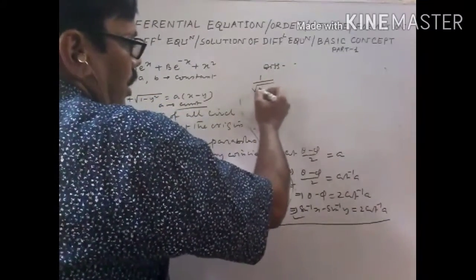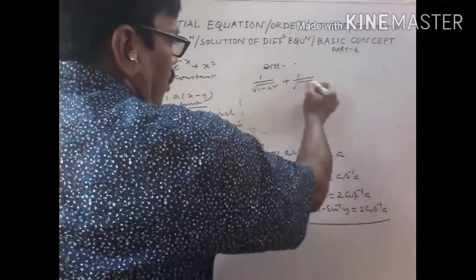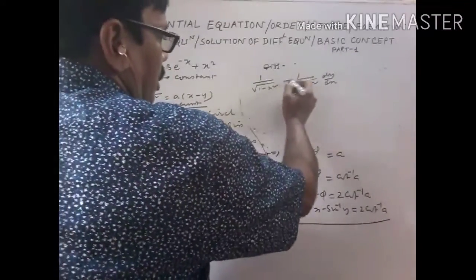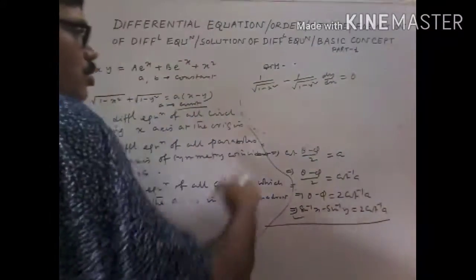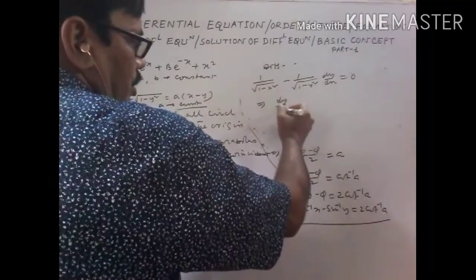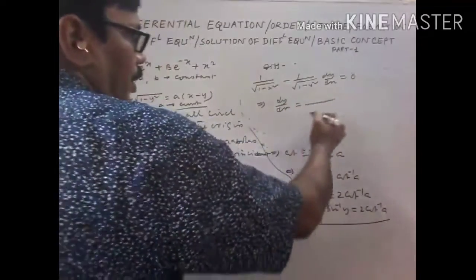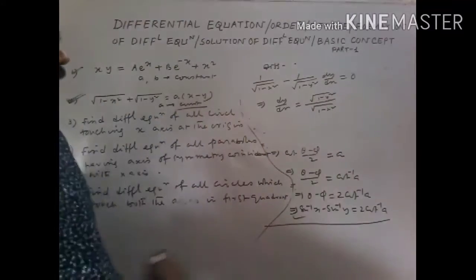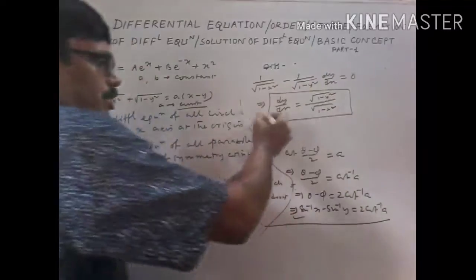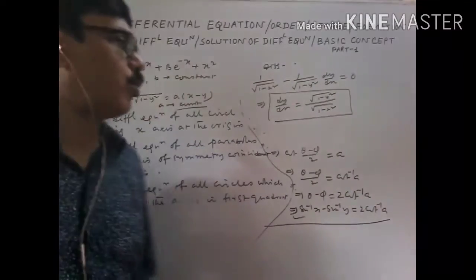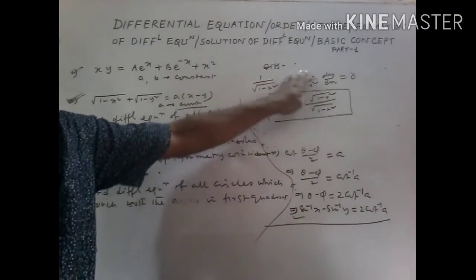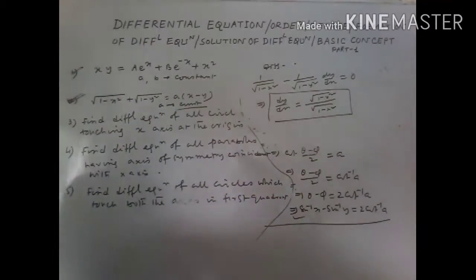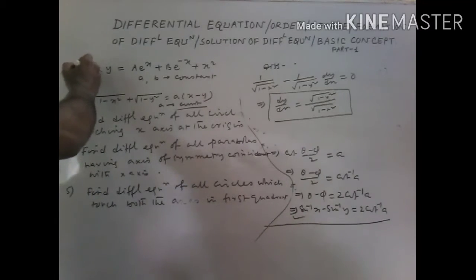So 1 by root under 1 minus x square minus 1 by root under 1 minus y square into dy dx equals 0, because a is constant. So what is dy dx? Dy dx equals root under (1 minus y square) by (1 minus x square). So this is the required differential equation. There is no constant and it is a first order derivative, one time derivative is permissible. So the first one is simple.